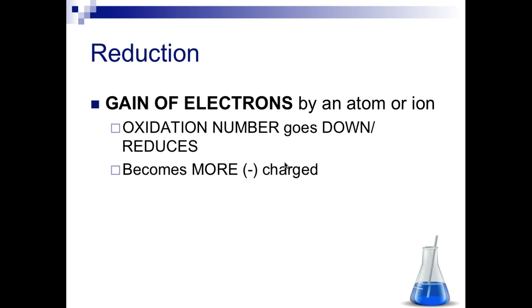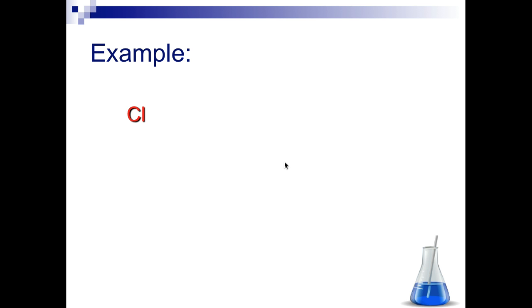Reduction is the opposite. That's when your element is going to gain electrons. So you have an atom or an ion that will gain electrons. Your oxidation number goes down, so it reduces, and it becomes more negatively charged. So let's look at an example.